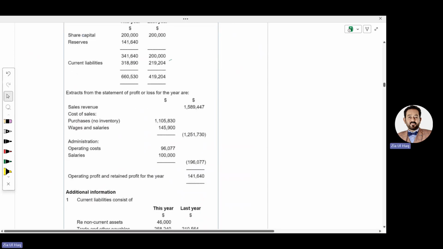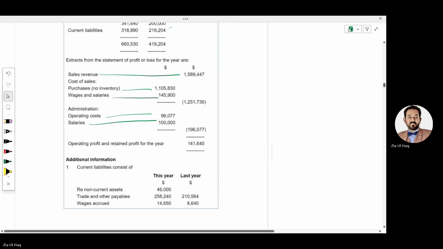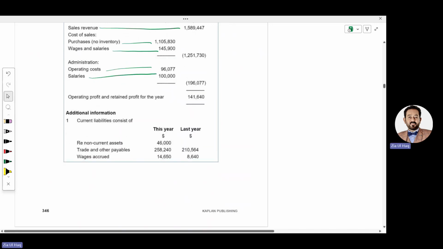They have given you the sales figure. Under cost of sales, they have given you the purchases figure. They have given you wages and salary figures. Under operating costs, salaries are charged to admin staff and to production staff. And they have given you some other information. Current liabilities consist of trade and other payables, opening and closing balance, and wages accrued, opening and closing balance.